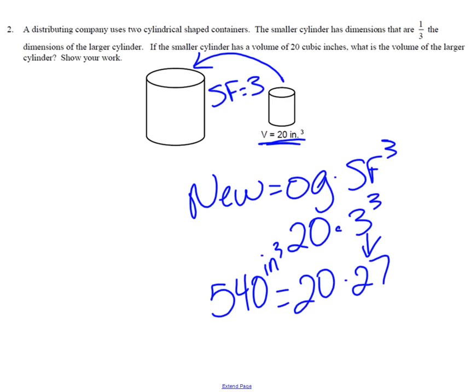If we did it the other way, it would involve dividing and fractions. Anytime you can make it with whole numbers and multiplying, you're probably better off.